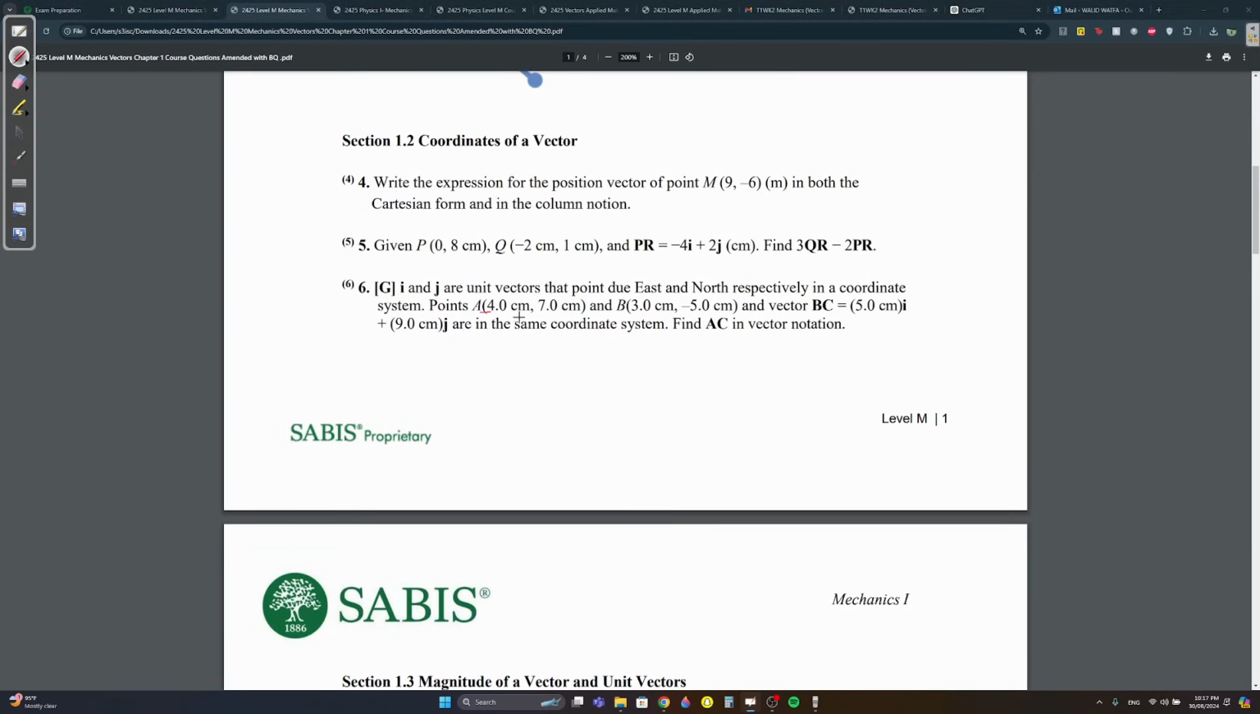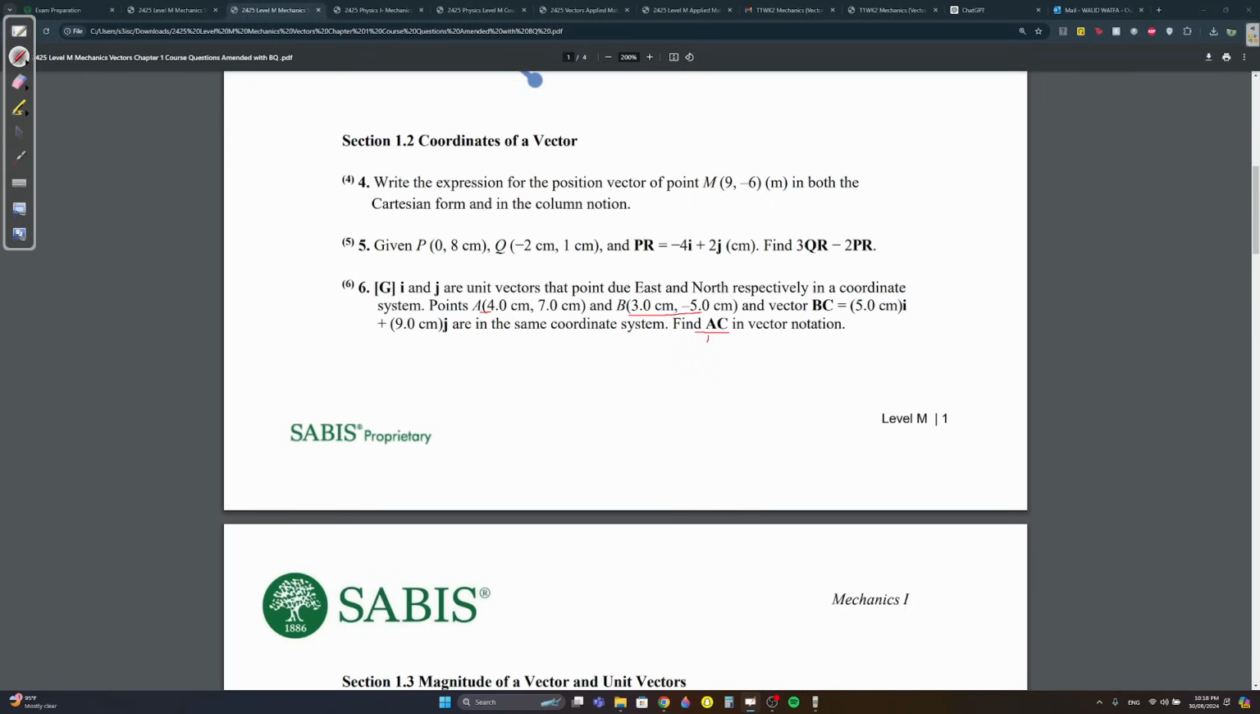Okay, you have point A, which is 4, 7. You have B, 3, minus 5. And then they gave you the vector BC. So we have points A and B, and now they gave us vector BC. So there's a third point C, but we don't know what the exact point is, but we know the vector. And then they want us to find AC.